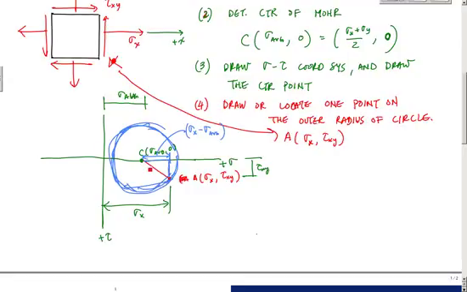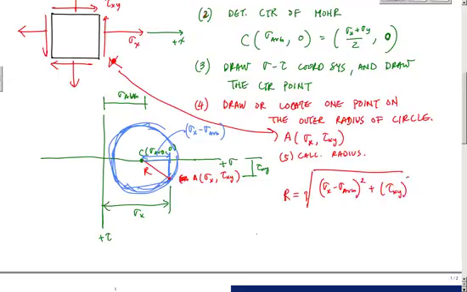If I want the radius, then for the triangle I just use the Pythagorean theorem, square root of some squares. So step 5, calculate the radius. You calculate this radius, and this would be the square root of sigma x minus sigma average, squared, plus tau xy squared. Okay, and that's the radius of the circle. And once you know the radius and you know this dimension, you can also calculate this angle right here.